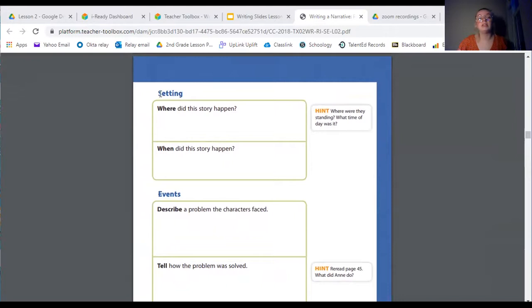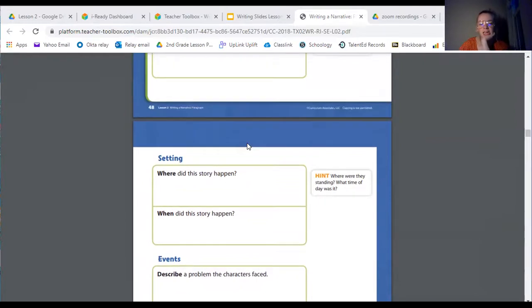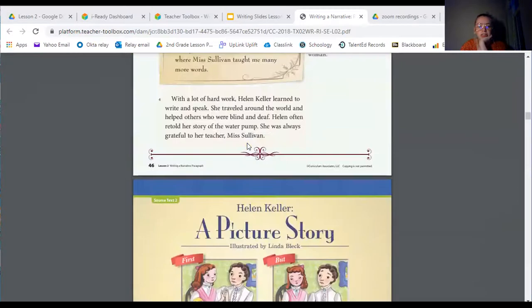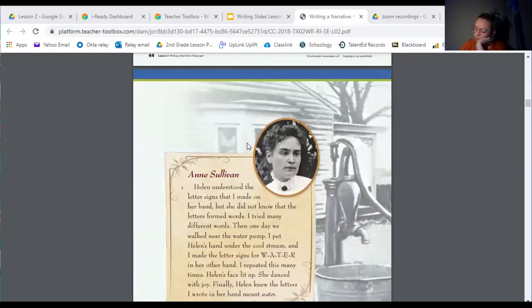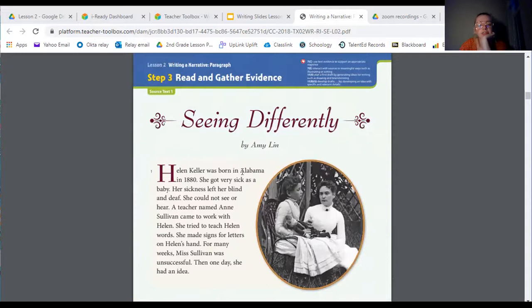Our next box is the setting. Where did this story happen? Hint, where were they standing? What time of day was it? When did this story happen? I think I need to go back to our source text to remember. Okay, well here in the very first sentence, it says Helen Keller was born in Alabama in 1880. Okay, so Alabama and a long time ago.